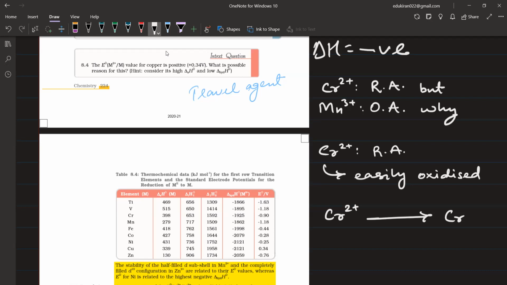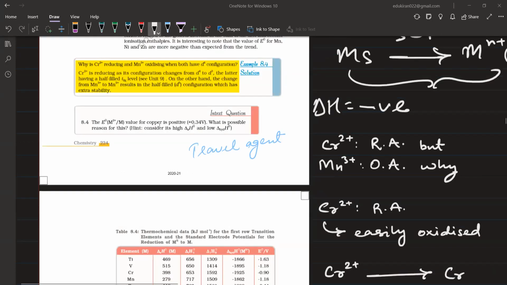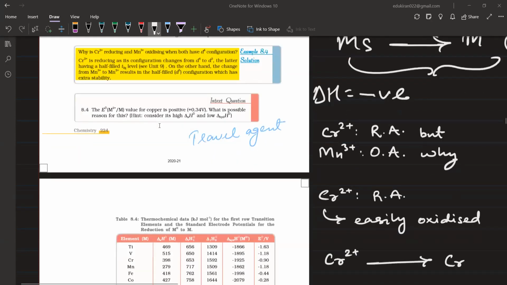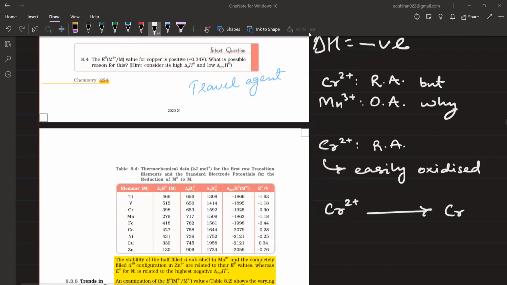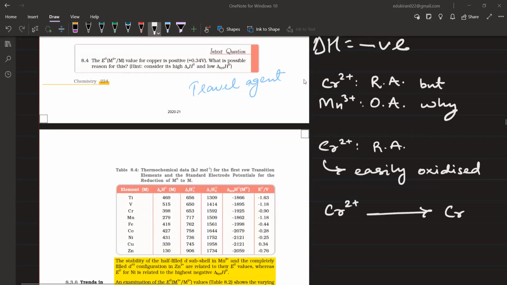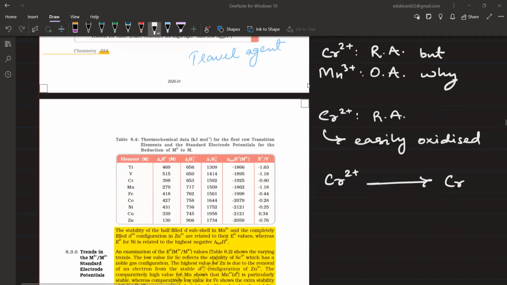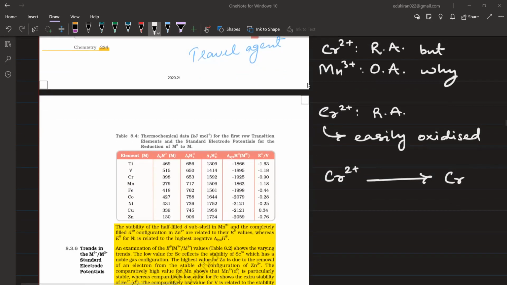Have I written reducing agent correctly? Cr2+ is the reducing agent, it is going to get easily oxidized. Oxidized means loss of electron. So it becomes Cr3+. What is the configuration here? Cr2+ has configuration 3d4, yes or no? And here it is 3d3.